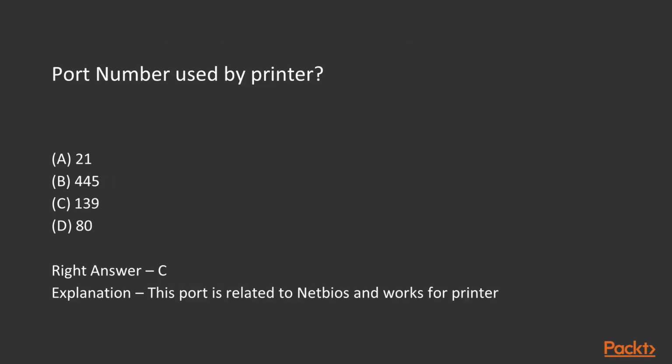What is the port number used by a printer? That's a tricky question. The right answer is 139. 21 is for FTP and 445 is for SMB, 80 for HTTP. 139 is the right answer because this port is related to NetBIOS, which works for printer. So printer works on port number 139.